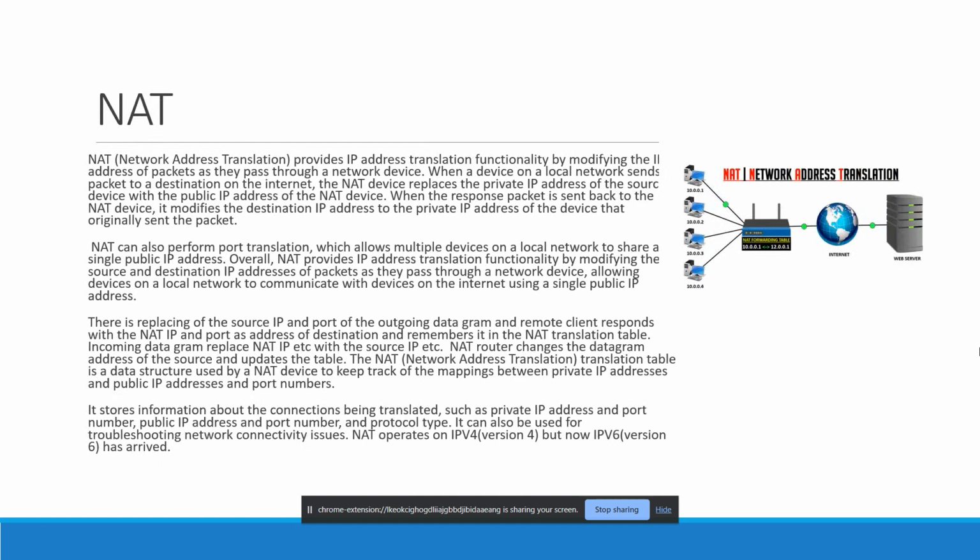NAT (Network Address Translation) provides IP address translation functionality by modifying the IP address of packets as they pass through a network device. When a device on a local network sends packets to a destination on the internet, the NAT device replaces the private IP address of the source device with the public IP address of the NAT device. When the response packet is sent back to the NAT device, it modifies the destination IP address to the private IP address of the device that originally sent the packet.